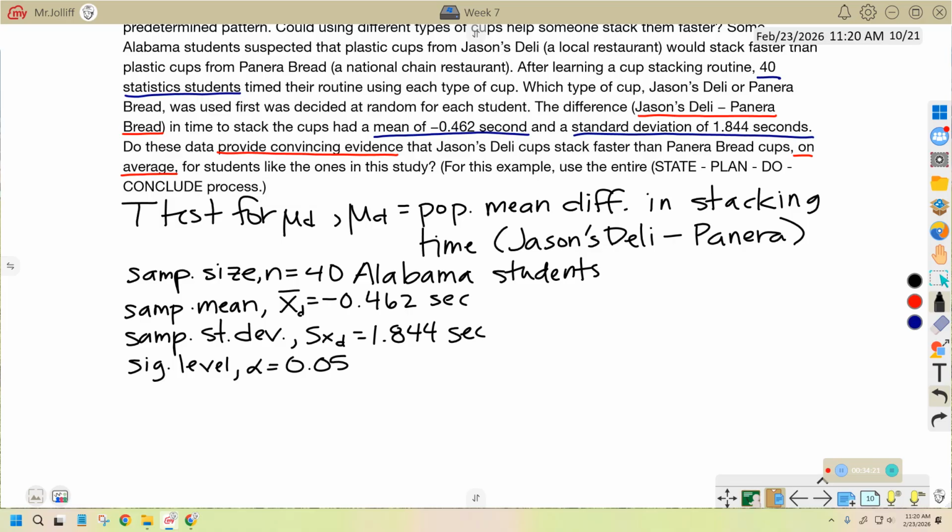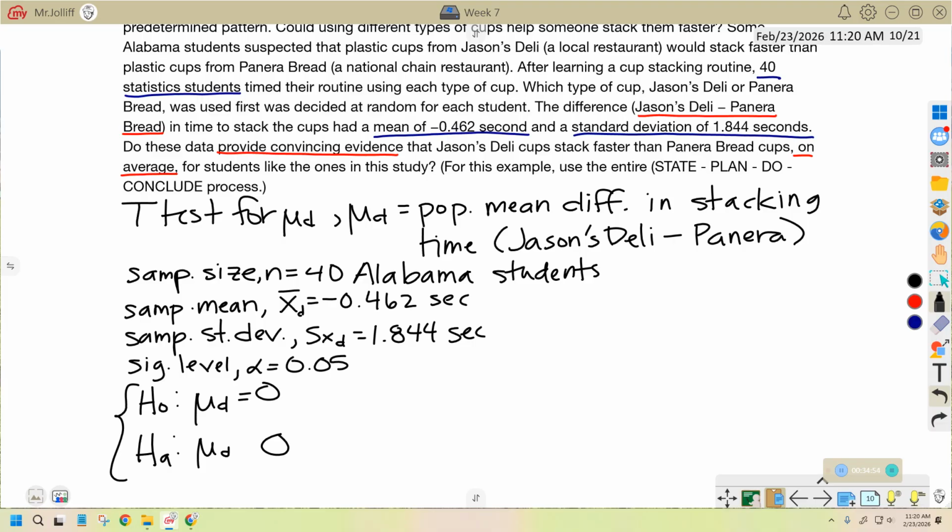I also need to remember to state my hypotheses here. What claims am I comparing? I know this is a claim about a mean difference, so mu d. I am not given a population mean difference. So the assumption is that the Panera cups and the Jason's Deli cups don't have a difference. 0, very good, which means 0 down here, and then I need to figure out the symbol between them.